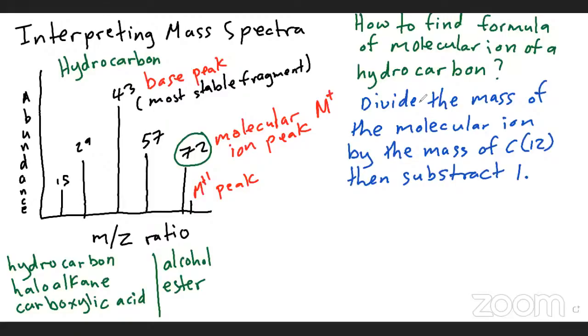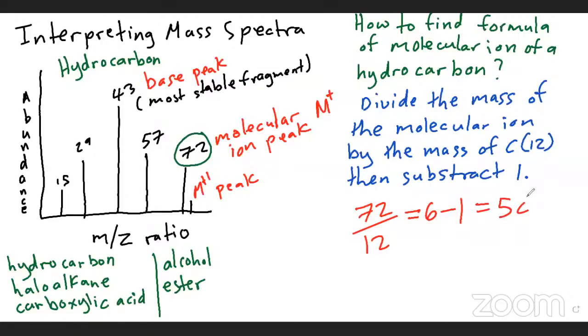All right, so if we want to find the formula for the molecular ion of a hydrocarbon, we are going to divide the mass of the molecular ion. So in our example, the mass of the molecular ion, that is 72. And you are to divide it by the mass of carbon, the atomic mass is 12. So 72 divided by 12 is 6. And then we're going to subtract 1 from it. So our compound has 5 carbon atoms.